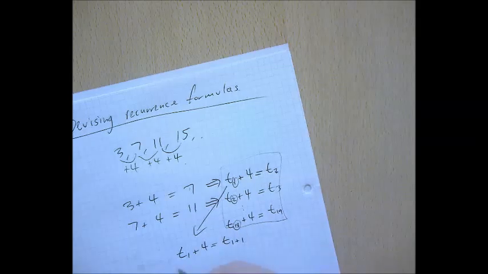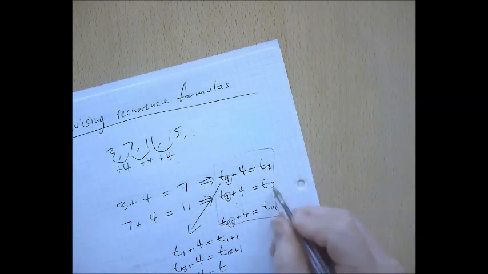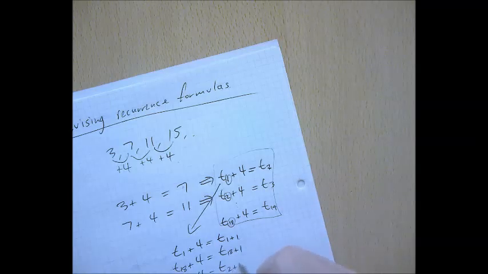What about this one? T18 plus 4 equals 19. Yes, that's right. Where did the 19 come from? It came from adding 1 to 18. And just one final example, this one here. T2 plus 4 equals, I know it's T3, but that came from adding 1 to 2. So right, adding 1 to 2.